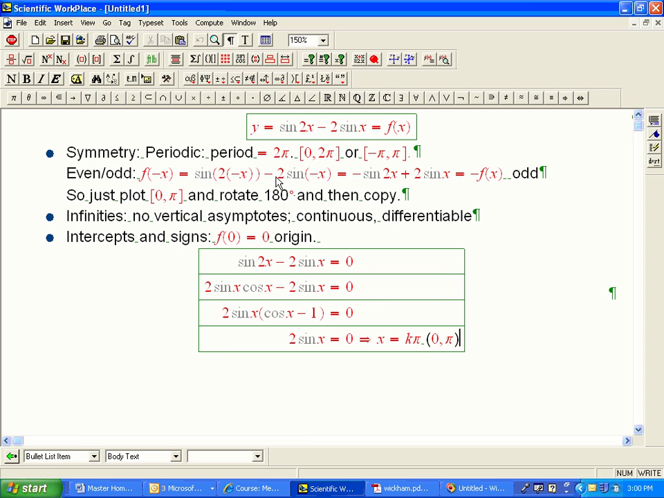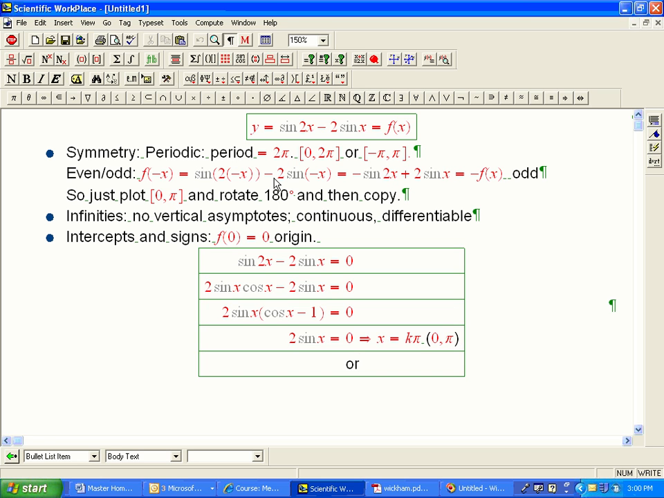Surprise, surprise. We know the whole thing repeats because of the periodicity. Or we've got cosine x equals 1 from cosine x minus 1 being 0. And that doesn't give us anything new, because that just leads to x equals 0, or 2 pi, or 4 pi.